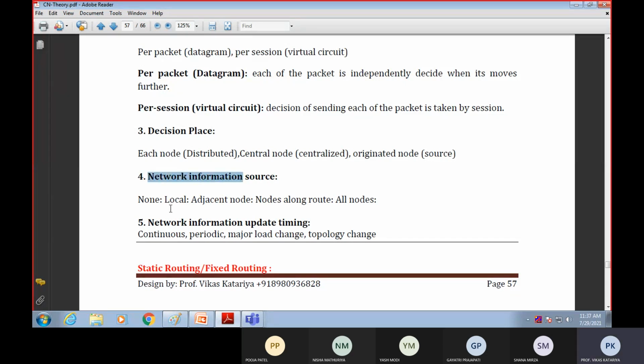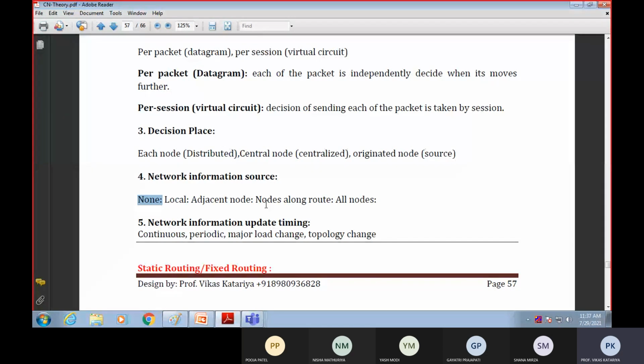So network information can be shared locally, by adjacent nodes, by nodes along the route, or by all nodes. Who will share the network information to the packets? None, that means no node can share information about the network. In this case, a packet cannot be delivered. If it does not contain any information about the network, how will it proceed further?